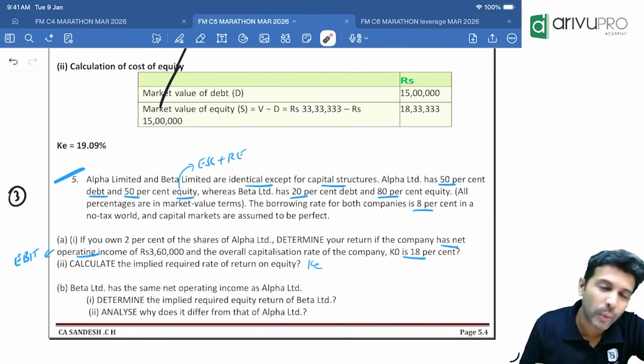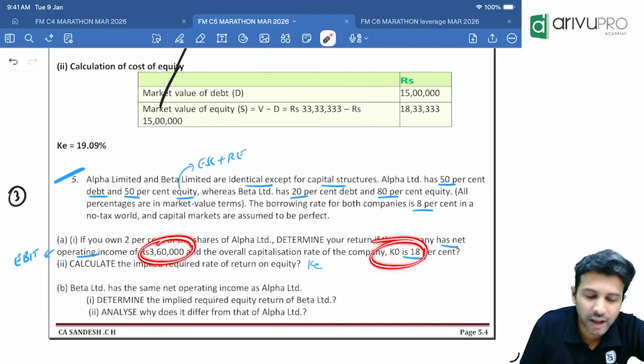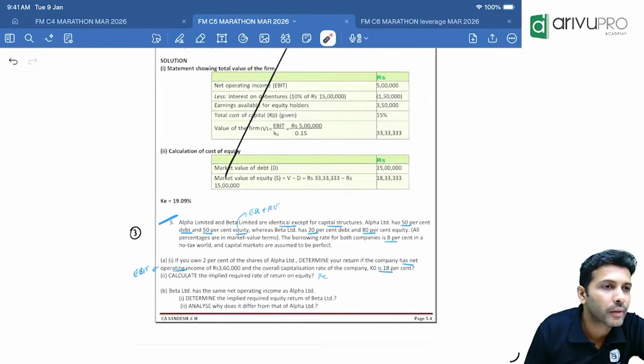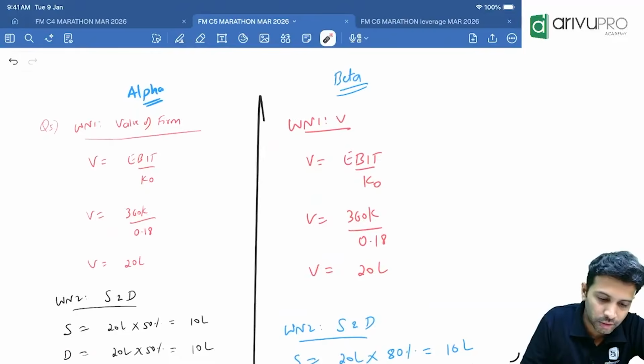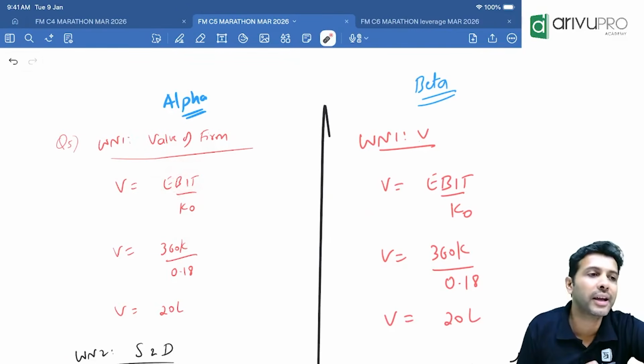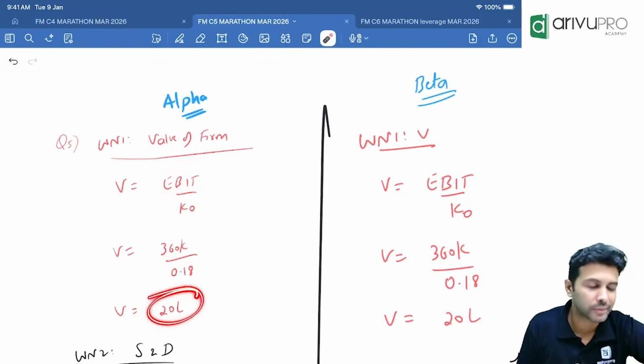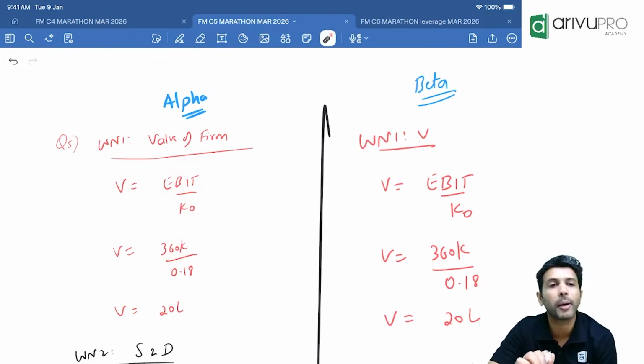Done now. Can we quickly review now? First, they have given EBIT and they have given Ko. With these two, what can we find? Value of the firm. We don't have to solve yet. First we'll do it for Alpha. How do you get the value of the firm? EBIT divided by Ko. EBIT 360, Ko given 18%. So what is the value of the firm? 20 lakh. Till here any problem?